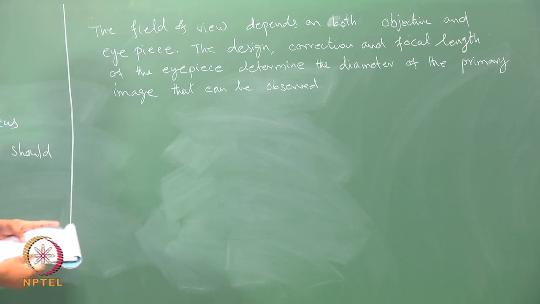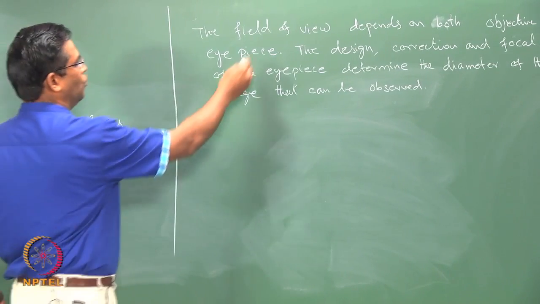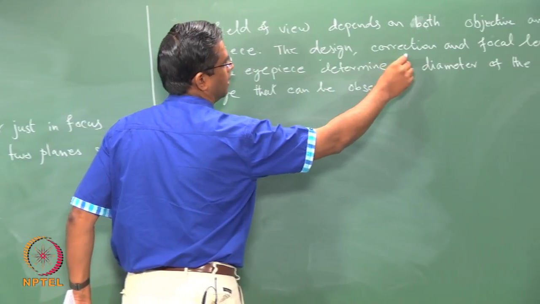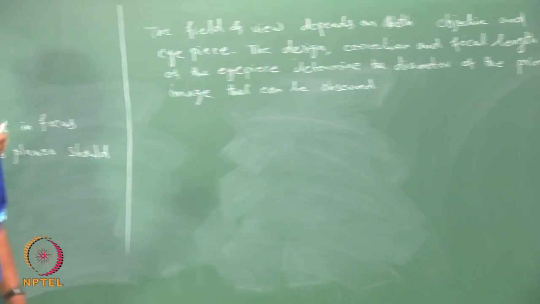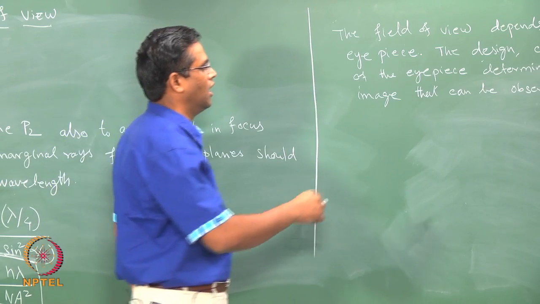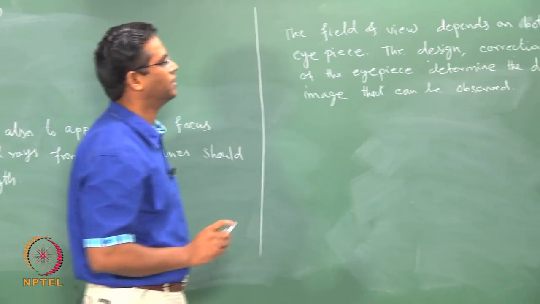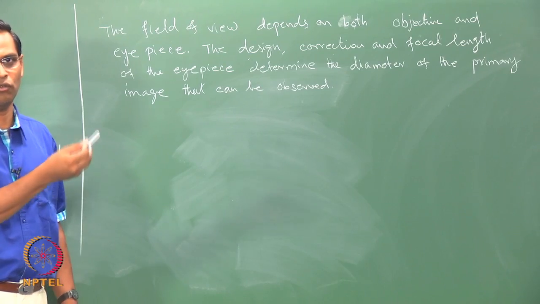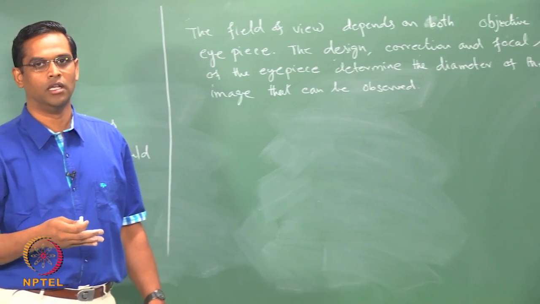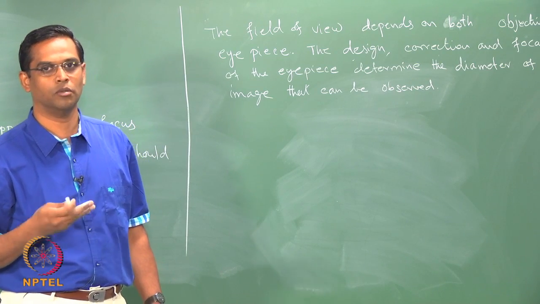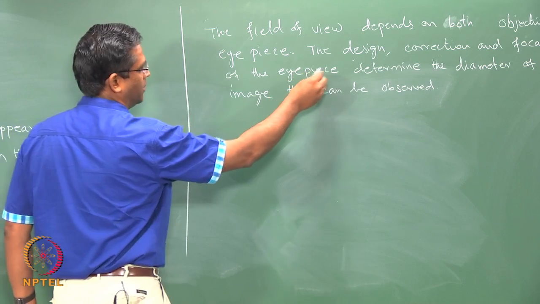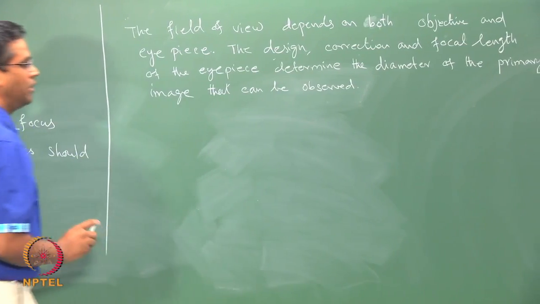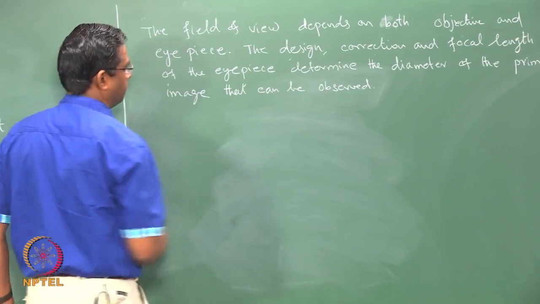So let us look at this sentence again. The field of view depends upon both objective and eyepiece. The design, correction. What is correction? We will talk about lens defects just after this, and then we have to correct those defects. And then you have to choose a focal length, and it depends upon this design, correction, and focal length. Various eyepieces are possible. Similarly, various objective lenses are also possible. So that time you will appreciate this term. So these three, design, correction, and focal length of the eyepiece, determine the diameter of the primary image that can be observed.